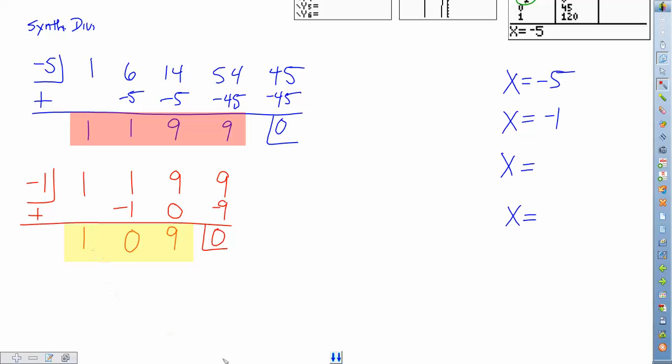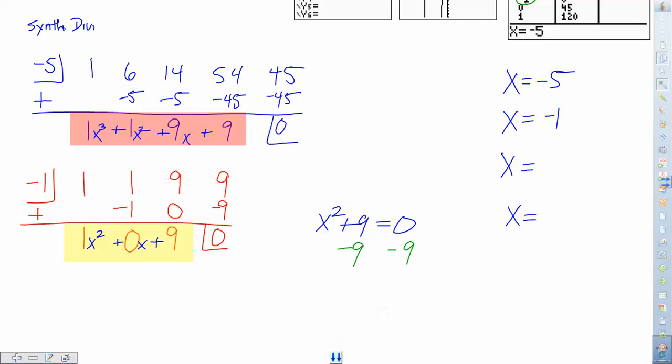Now, what are we looking at right here? Aren't we really looking at, we took a 4th degree and dropped that down to a 3rd degree, just like that. And now doing division again, now it's 2nd degree. That's x squared plus 0x plus 9. In other words, x squared plus 9 must be equal to 0. This is the algebra problem we need to solve, which is pretty solvable, isn't it?